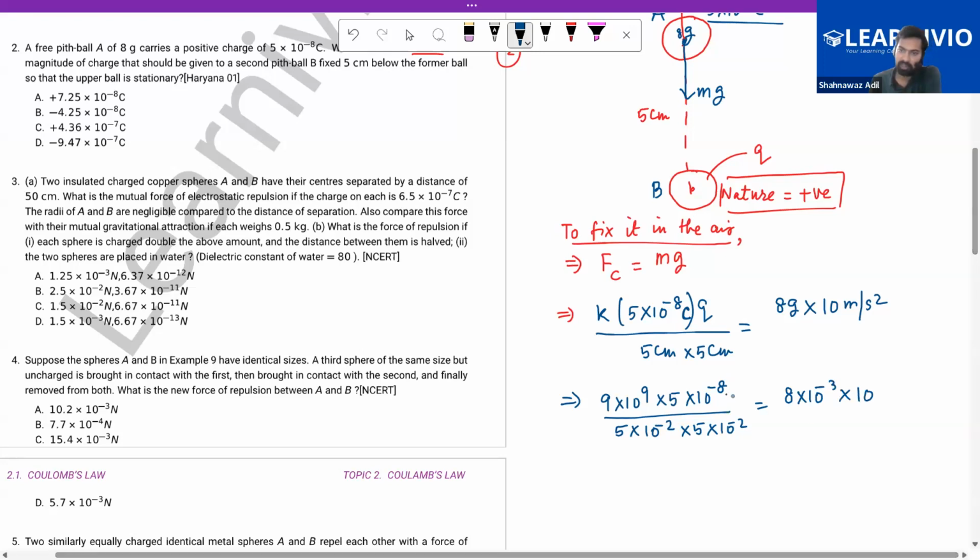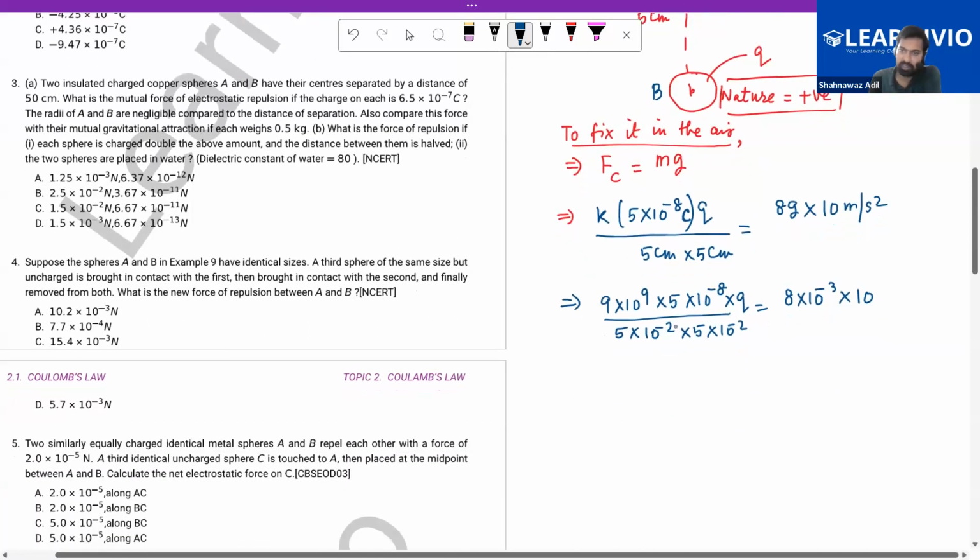So now where is this Q? This is the Q. So how much can we cancel? Let's cancel this thing and this thing already. And now let's take everything to the other side. So Q is 8 into 10 to the power minus 2, and then this is minus 2, and 5, divided by 9 into 10 to the power 9 and 10 to the power minus 8.